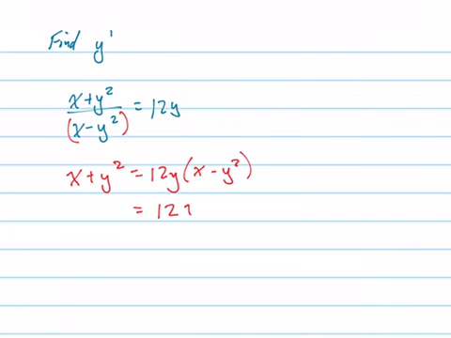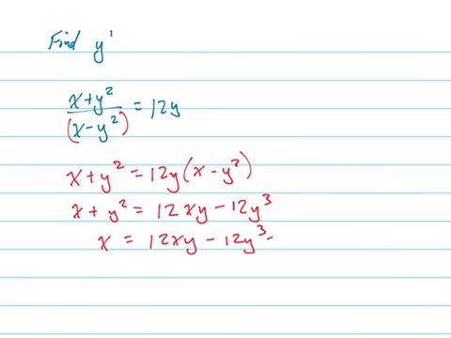So this is 12xy minus 12y cubed equals x plus y squared. In fact, I'm going to go ahead and move all the y's over to the right side. So x equals 12xy minus 12y cubed minus y squared. And the reason I'm doing that is because I know all of these are going to end up with a y prime, or derivative of y, and so I want them all to be on the same side. And I'm going to have to move some other stuff over as well.